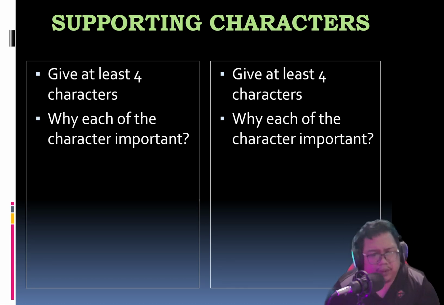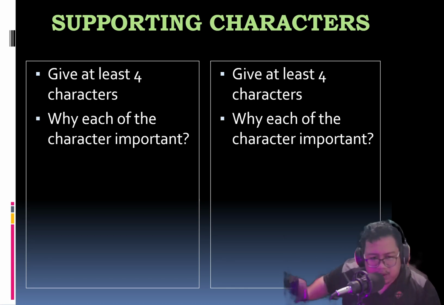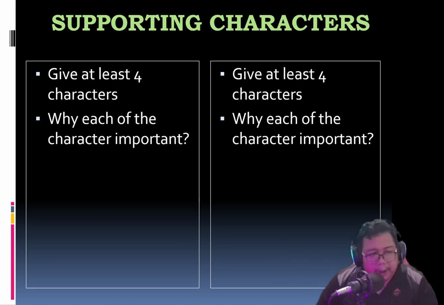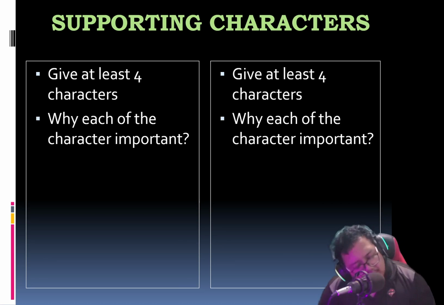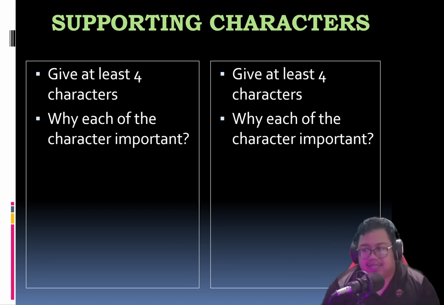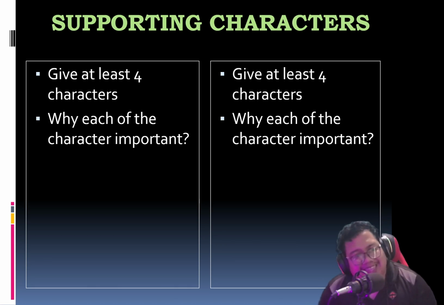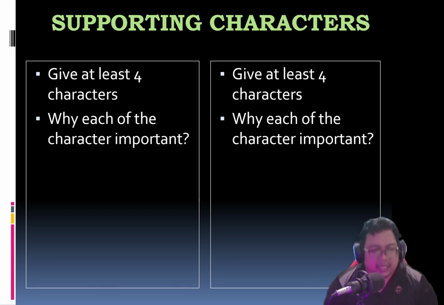Don't be too much because we don't know. We don't need to look at every single person. Then, same as the main character, describe why the supporting characters are important. For example, maybe this particular supporting character helps the main character to develop themselves to become better or something. So that is the function of the supporting characters.